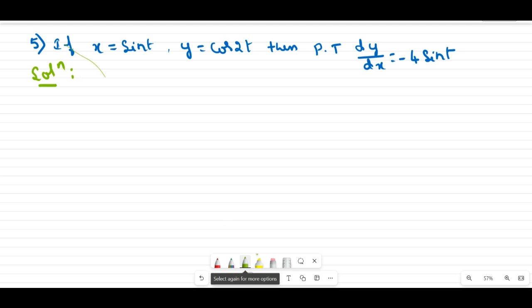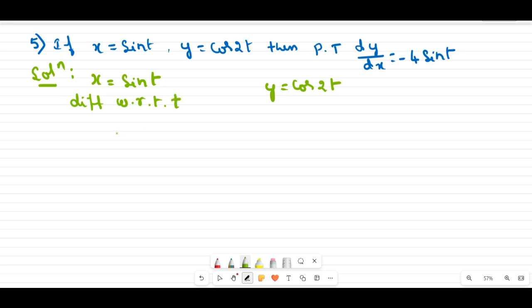To prove that, consider x and y. Here, what is the parameter? T. So we must differentiate both x and y with respect to t. x equals sin t, y is equal to cos 2t. So I will differentiate x with respect to the parameter t. Be careful. It becomes dx by dt, and the derivative of sin t is cos t.